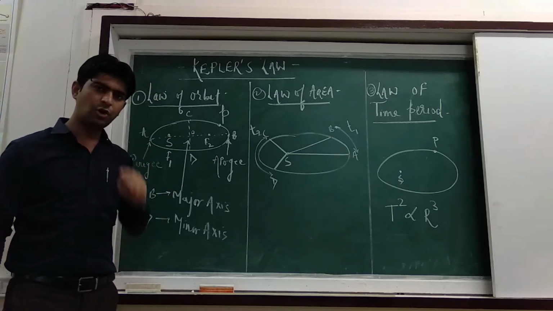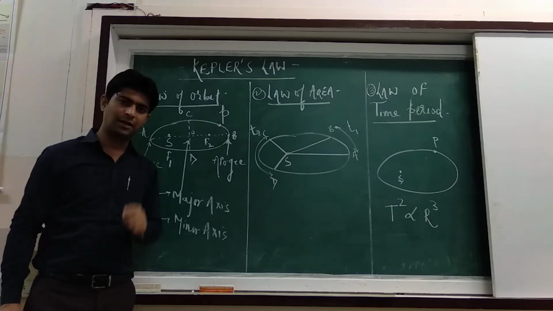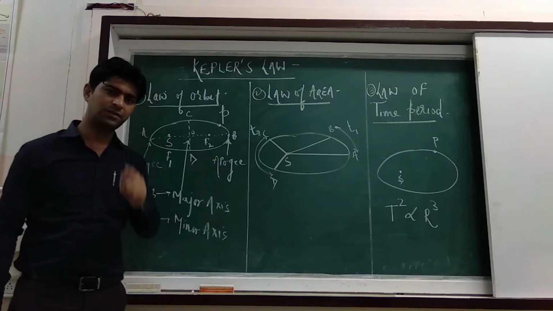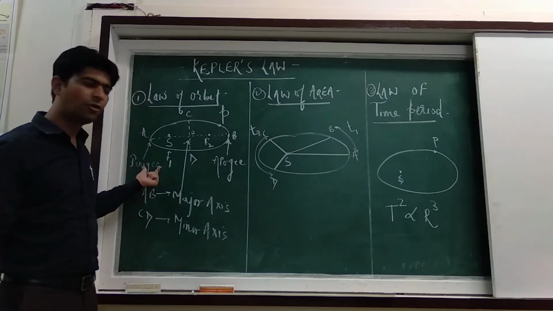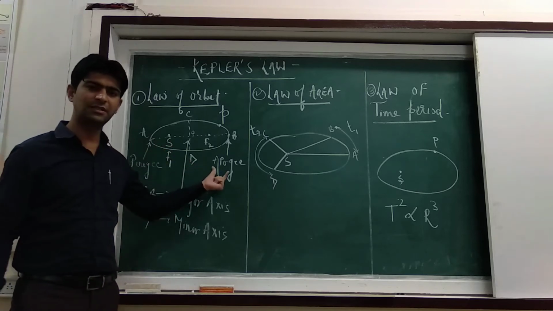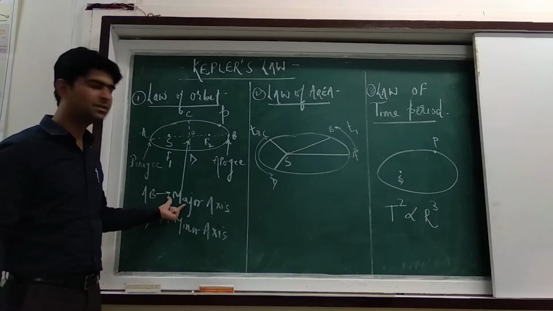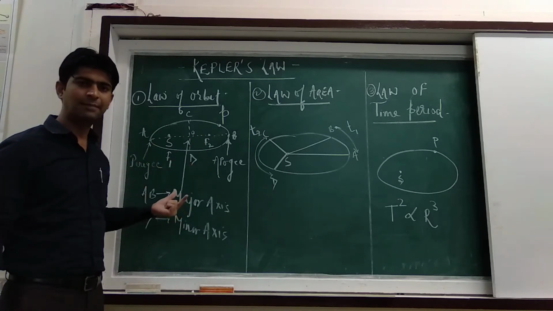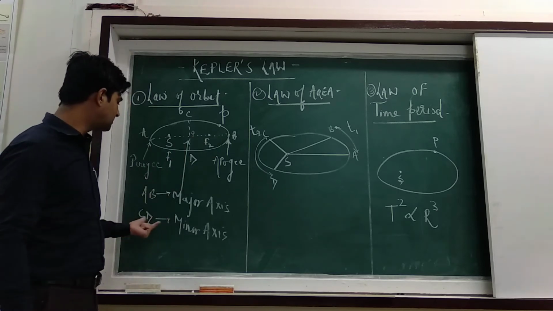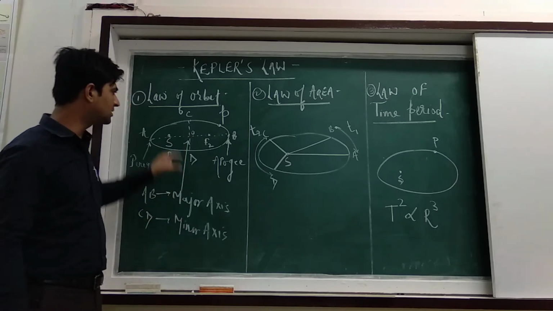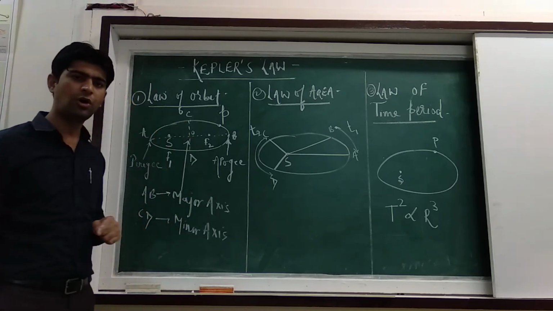Again I am stating it, the law of orbit states that the planets revolve around the sun in an elliptical orbit with the sun at one of its foci. Perigee is the closest point of the orbit with respect to the sun. Apogee is the farthest point on the orbit from the sun. The major axis is the largest distance that can be plotted between the oppositely plotted pairs of points, and CD is the minor axis, which is the shortest distance in this orbit. So this is what we call the law of orbit.